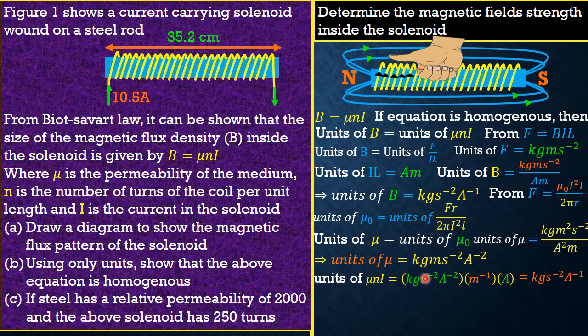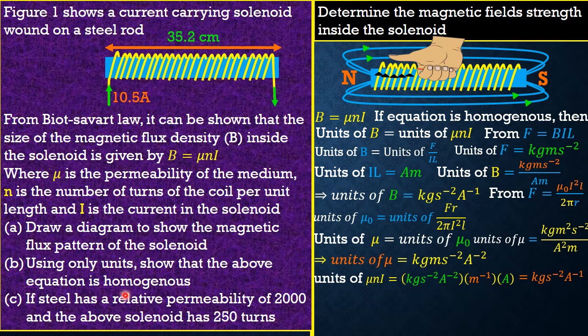Great. So friends, once you are able to show that the unit of B is equal to the unit of mu and I, therefore it means that you've shown that the equation is homogeneous. Note that an equation is homogeneous from our step here if the unit of B equals the unit of what? Mu and I, which we have just proven here, because the unit of B is kilograms per second squared per ampere, and we have ended up with the same unit here, so it is homogeneous.